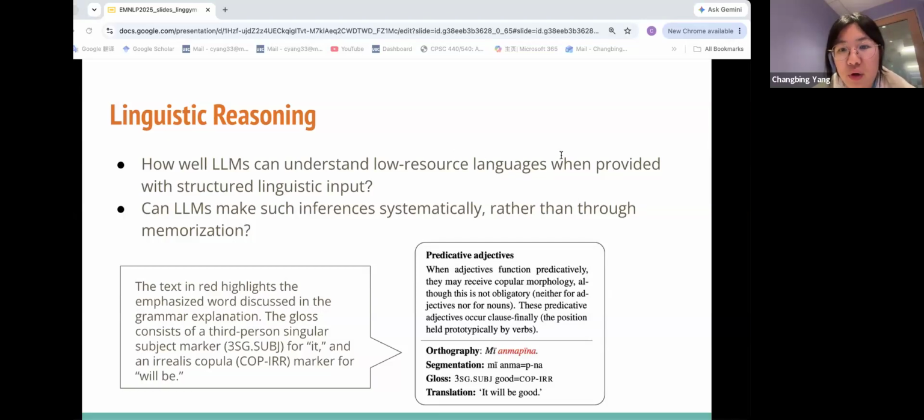And there are two questions we want to ask in this paper. The first question is how well LMs can understand low resource languages when provided with structured linguistic input. And another question is, can LMs make such inferences systematically rather than through memorization?